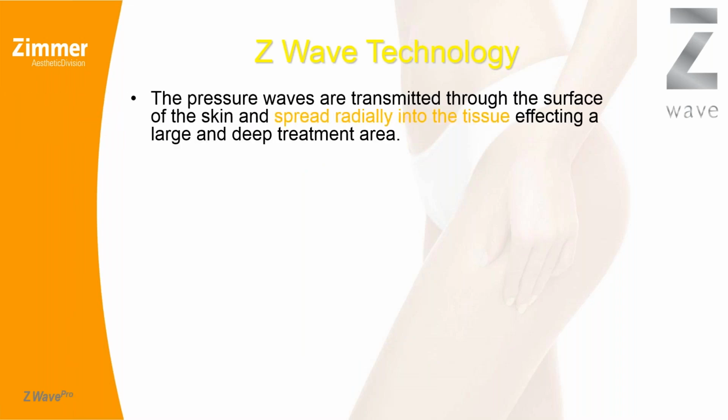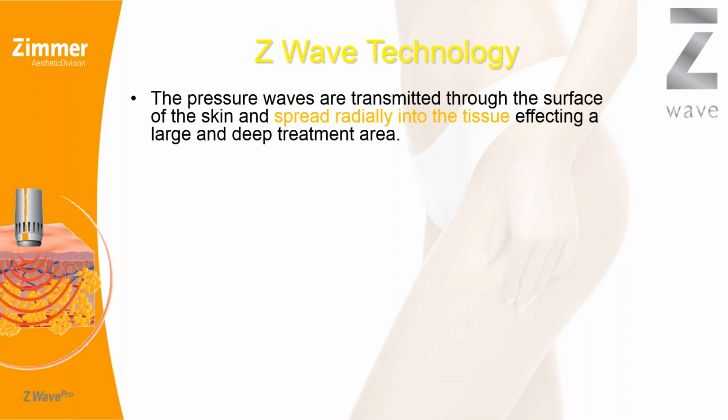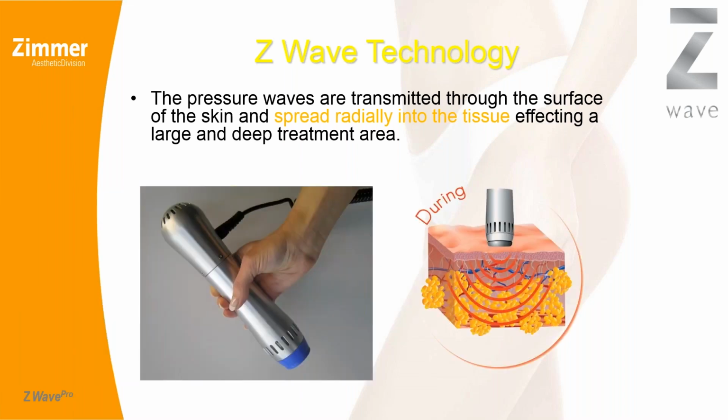So let's really get into it. How does Z-Wave work? The pressure waves are transmitted through the surface of the skin, and they go down into the tissue, affecting a large and deep treatment area. That is the key. We want to go deep. We want to go down as far as we can into the tissue, as opposed to physical therapy uses where we would want to stay more superficial. When we're treating cellulite, fat, ED and all these other things that I love to use it for, we really want to get down and deep, and this technology affords us to do it.